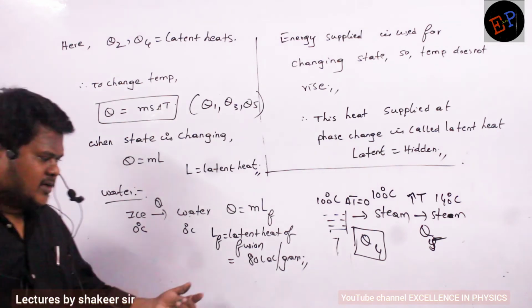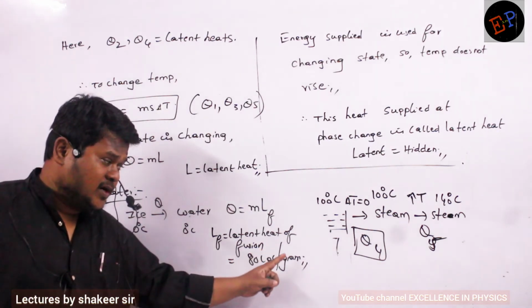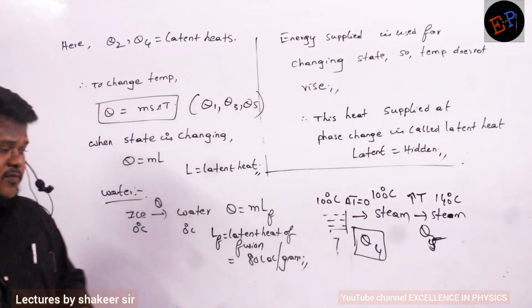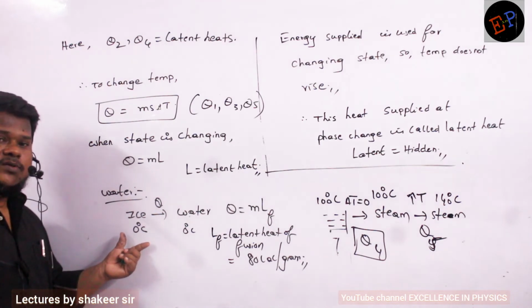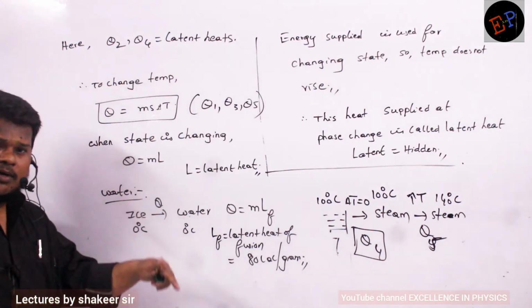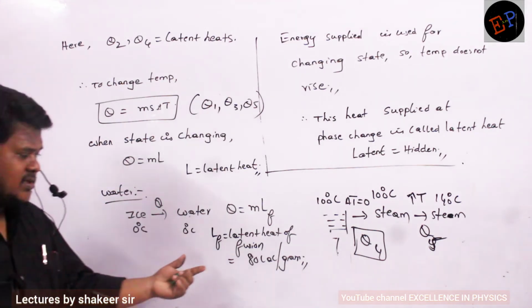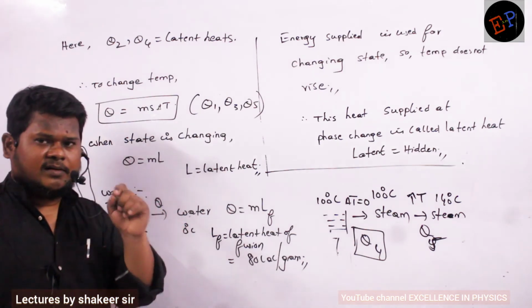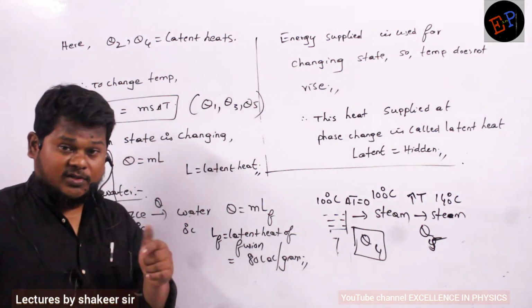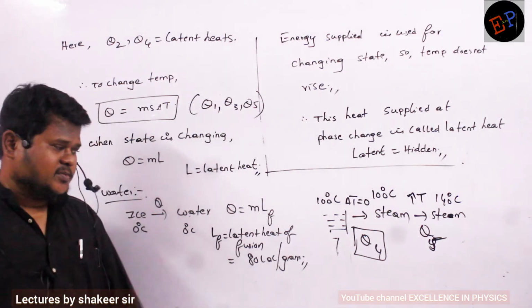Now can you say what is meant by 80 calories per gram? To melt 1 gram of ice, the temperature of ice should be 0, and it should be converted into 1 gram of water, and the temperature of water should also be 0. Then how much heat energy do I have to supply? 80 calories, just to melt 1 gram of ice at 0 to water, still at 0. I have to supply this much energy.